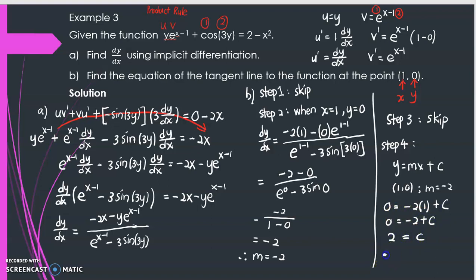Finally, therefore, the equation of the tangent line will become y is equal to mx plus c, where our m is negative 2, so it's y equals negative 2x plus 2. So this is our equation of tangent line. We will repeat the 4 steps in order to find the equation, and this is implicit differentiation.